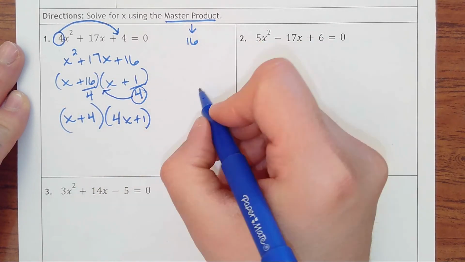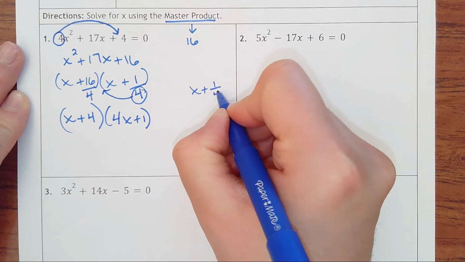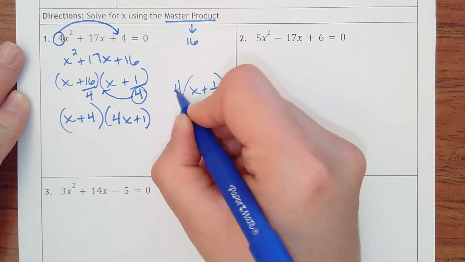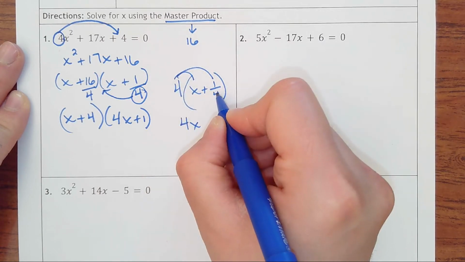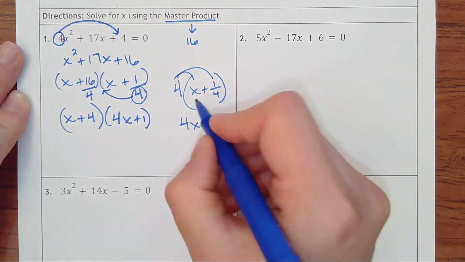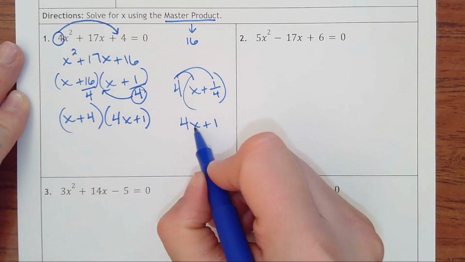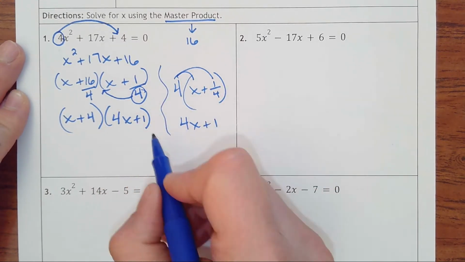The reason you do that is you're really taking this whole thing times 4 and distributing. That would get 4x, and then the 4's would cancel. A fourth times 4 would be 1. That's really what you're doing, but you can just slide the 4 back up in front to make it faster. So these are my factors.